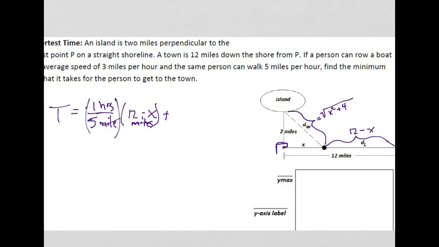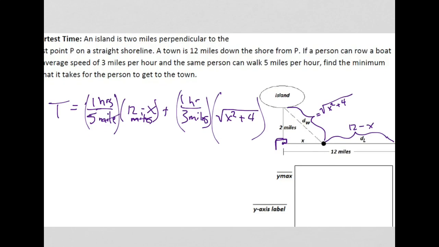So let's go ahead now and look at the other part, the water part. So in this case, our speed is going to be in 1 hour, we can go 3 miles. So I'm setting it up the same way. And now let's go ahead and multiply that by our distance, dw, which is the square root of x squared plus 4. And now we want to graph this.